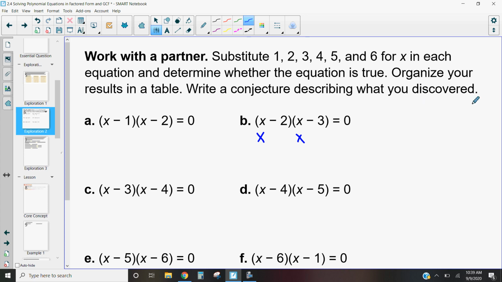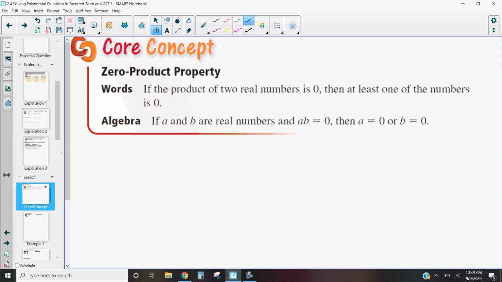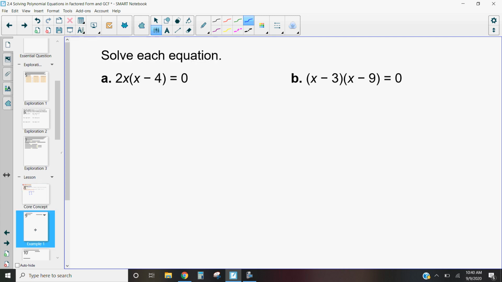Now, to do that, we are going to use a property called the zero product property. Basically, the zero product property says that if I'm multiplying two numbers, a and b, whatever they are, and remember variables are numbers too, and it applies to polynomials as well, and the product of those two things equals 0, then either a has to equal 0 or b has to equal 0. Because remember, any number times 0 is 0. So using the zero product property, we are going to solve these products of factored forms. Let's take a look at this first one.